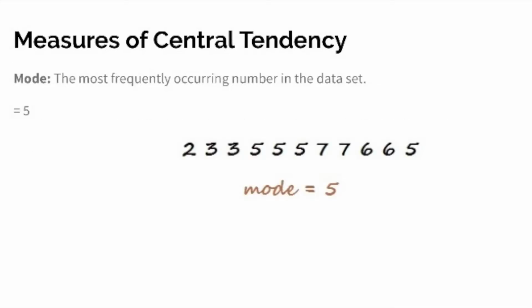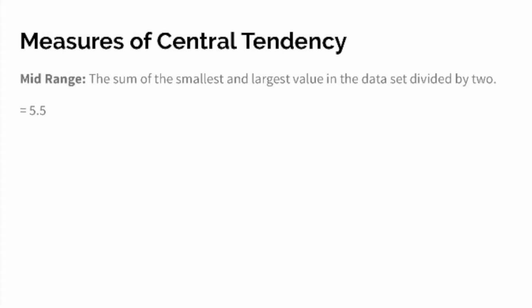The next measure of central tendency is mode, which is just the number that occurs the most frequently, and it turns out that most kids sleep 5 hours a night. Our last measure of central tendency was the mid-range, which is the sum of the smallest and largest value in the data set divided by 2. In this case, it was 9 and 2, so we got 5.5.